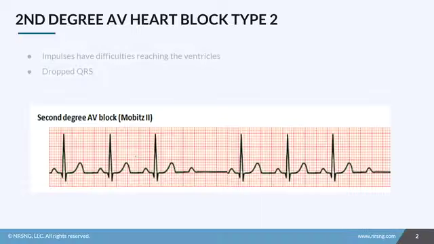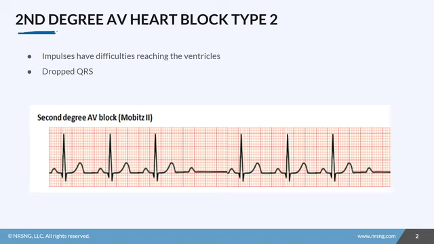In this lesson, we're going to talk about second degree AV heart block type 2. It is also called Mobitz 2. This rhythm is a little more dangerous than second degree type 1 because it can cause third degree heart block. So it's a very important rhythm to identify, so we can respond to it quickly and prevent complications.